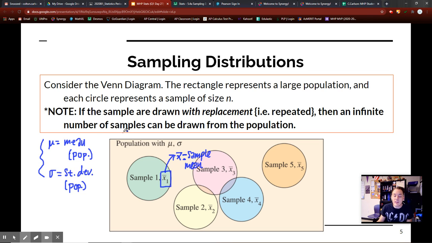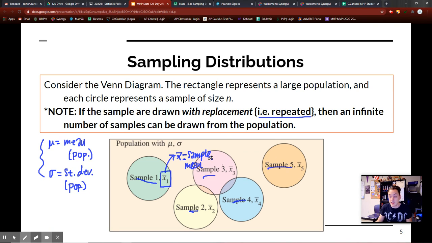But note if the samples are drawn with replacement, that just means repeated over and over and over again. Then an infinite number of samples can also be drawn from the population. So if I take a sample out and I put it back in, I can take another sample out and put it back in. This is just an example right here where I have 5 different samples. But I could have an infinite amount of samples, to be honest with you.